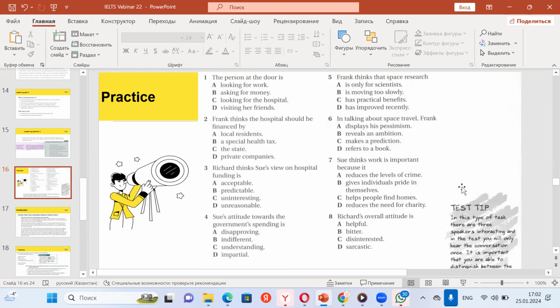I just don't like people coming to my door. Well, I tend to agree with Sue. I don't see why we should have to pay for the new hospital out of our pockets. We already pay our taxes. Income tax, purchase tax, you name it tax. The government should pay for the hospital out of general revenue, not the local residents.